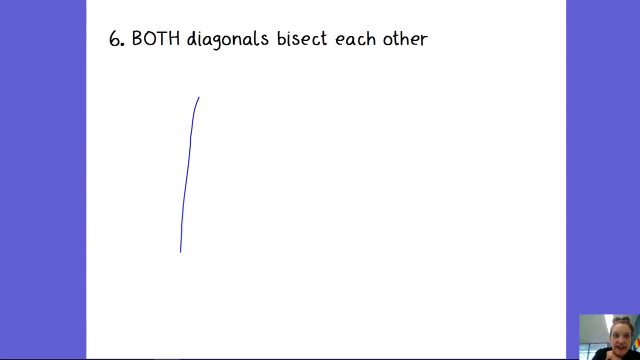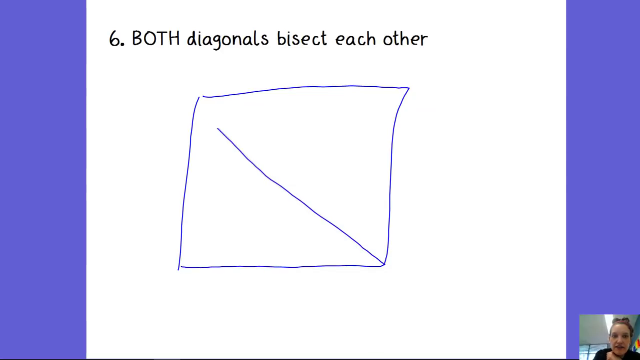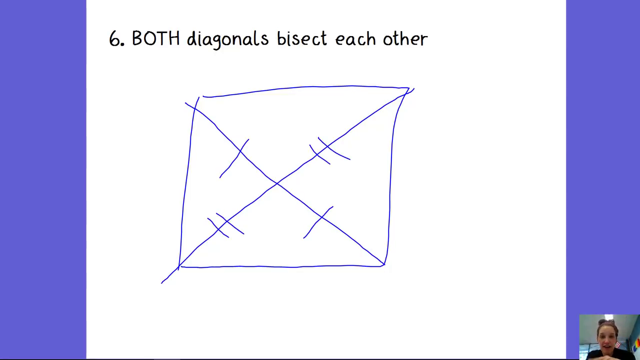And then finally, if I know that both diagonals bisect each other, both diagonals cut each other in half, this segment is congruent to this segment, and this segment is congruent to this segment. That's all I know. I don't know anything about the angles or the opposite sides. All I know is that the two diagonals are bisecting each other. That is sufficient info to say that that figure is a parallelogram. That's all I need to know to say it's a parallelogram.